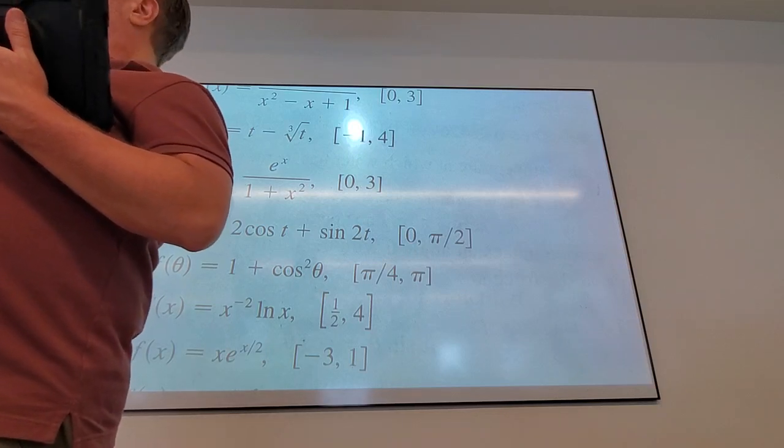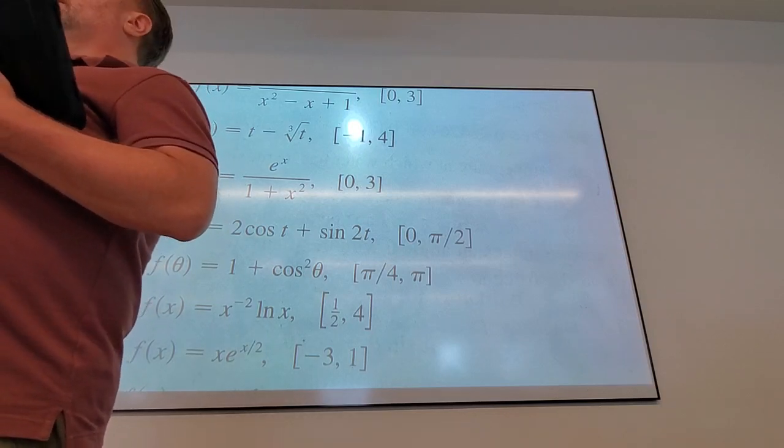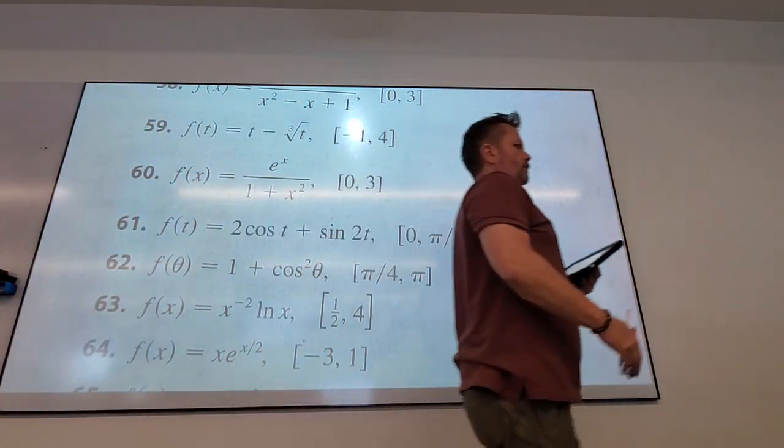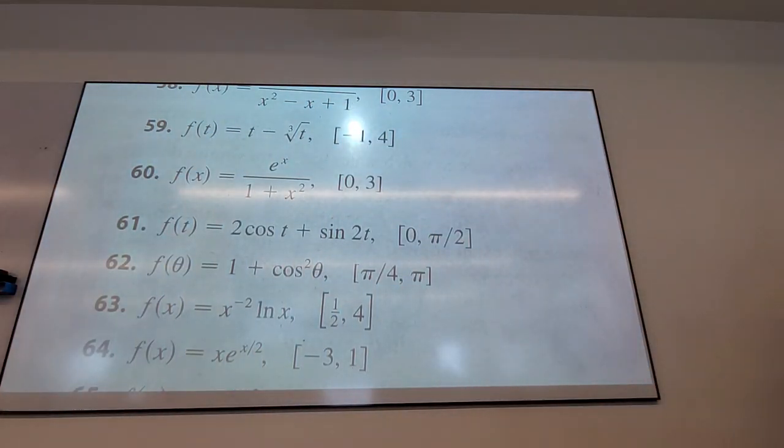What do you mean by ignoring the bottom? Looking at that one real quick: e to the x over 1 plus x squared.